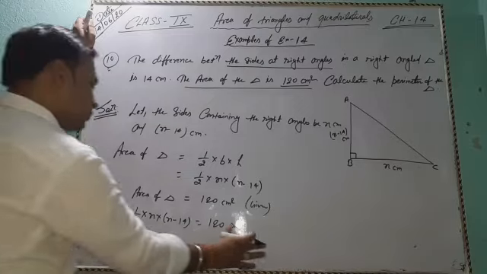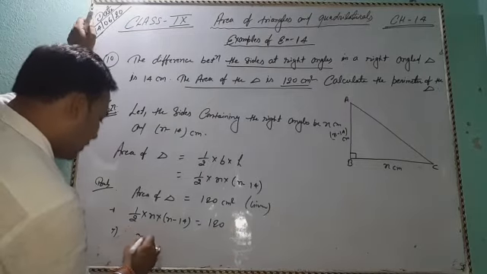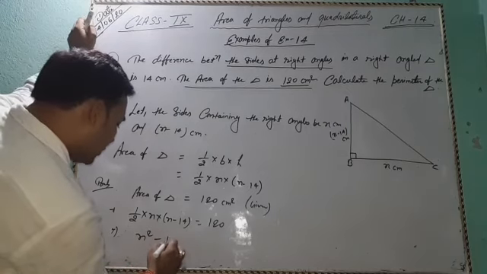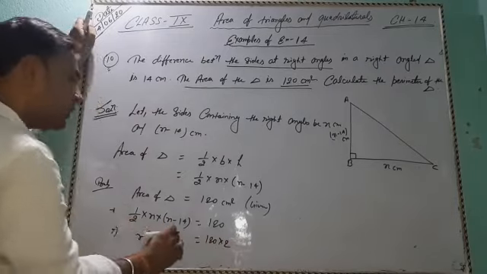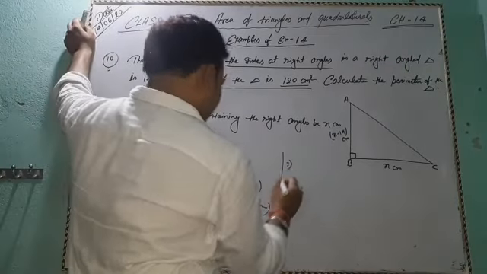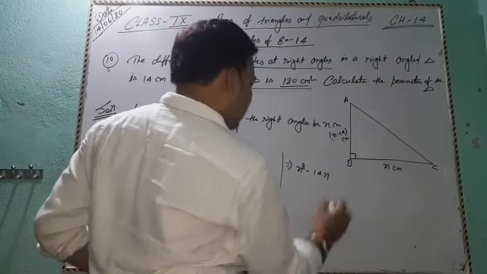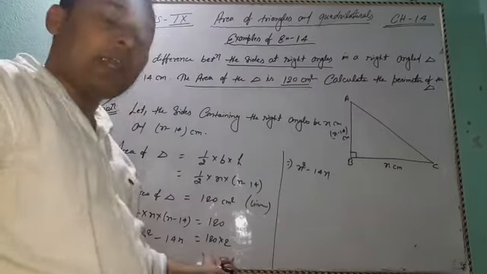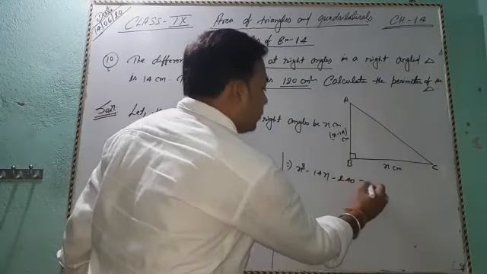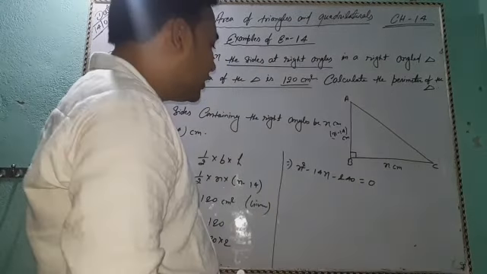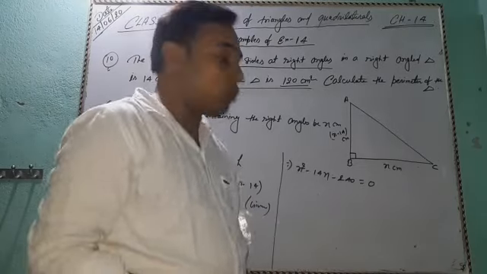Okay, 120. So x square minus 14x equal to 120 multiply 2. So this implies x square minus 14x equal to 120 multiplied 2 equal to 240. So x square minus 14x minus 240 equal to 0. Okay, so students, this equation is a trinomial quadratic equation.